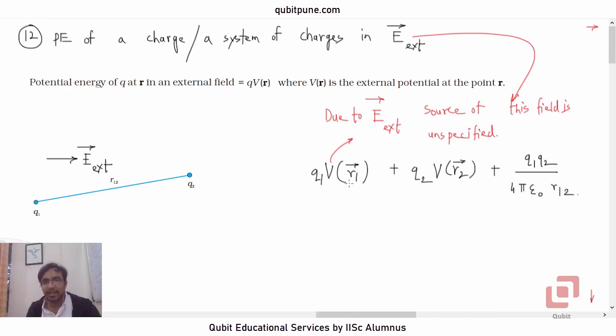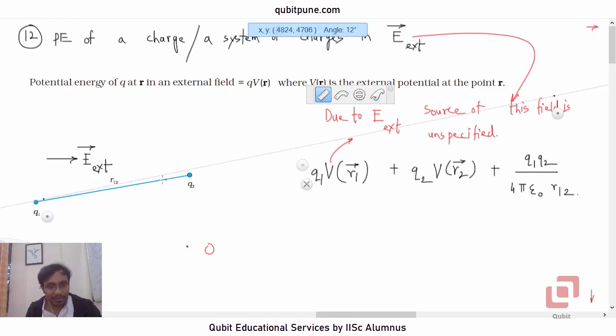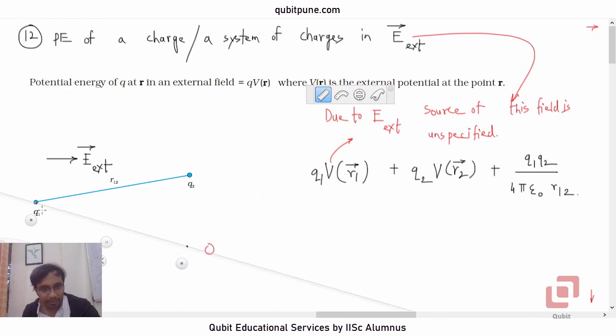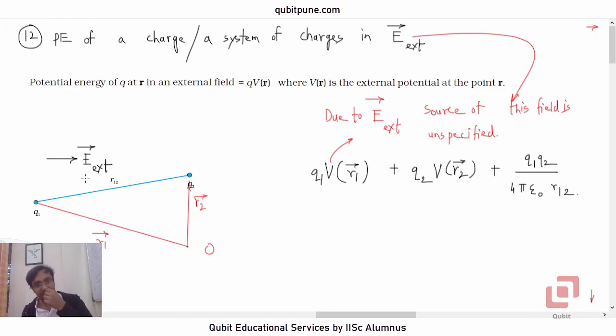Now don't think that because we have used r1 bar and r2 bar, V will be a vector quantity in this case. No, it's still a scalar quantity. By r1 bar and r2 bar I mean the position vectors of q1 and q2. So suppose this is the origin. The position vector of point q1 is this, and the position vector of point q2 is this. So this is my r2 bar, this is my r1 bar. Why do we need this? Because there is an external electric field. Is that clear?